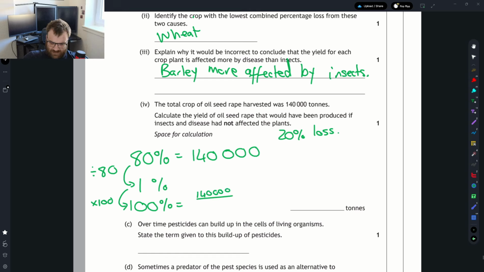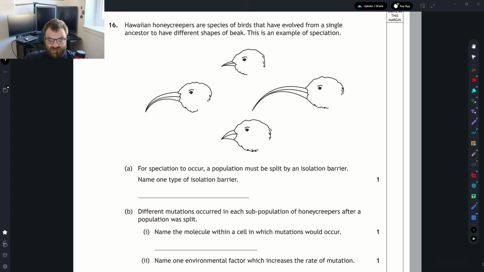Followed by the next question, which is talking about types of birds that have evolved. They must be split by an isolation barrier. So what kind of things can keep them apart? We could have a geographical barrier. The other ones are ecological, something in their environment, or a behavioural.